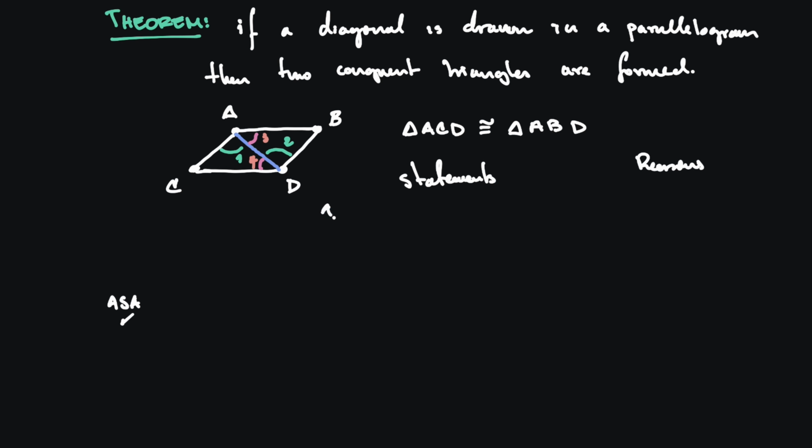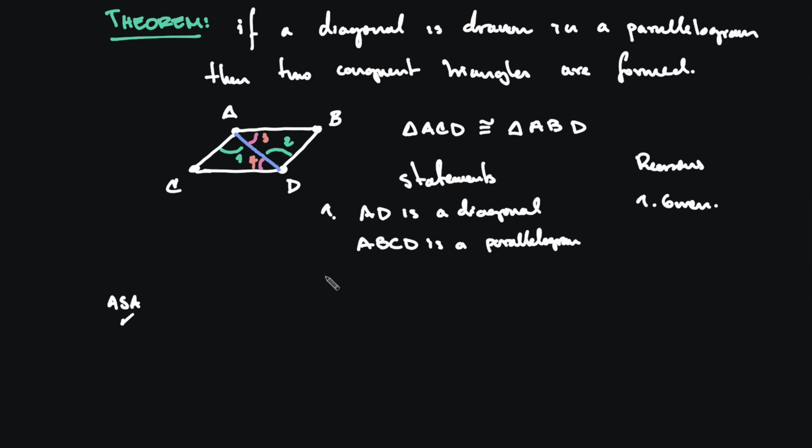Our first statement is that AD is a diagonal, and also that ABCD is a parallelogram. This is our given. Number 2: we immediately notice that AD is congruent with AD by the common side or reflexive property. It's a common side between the two triangles.